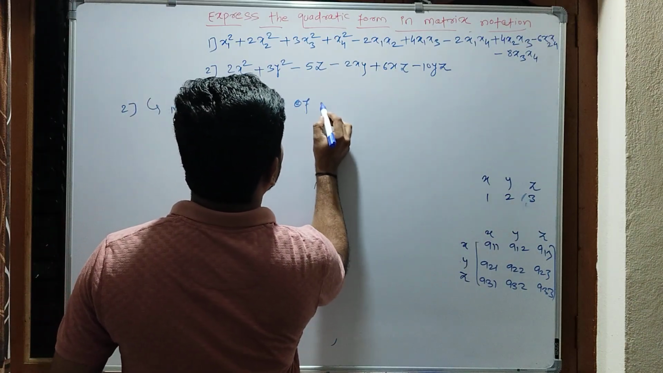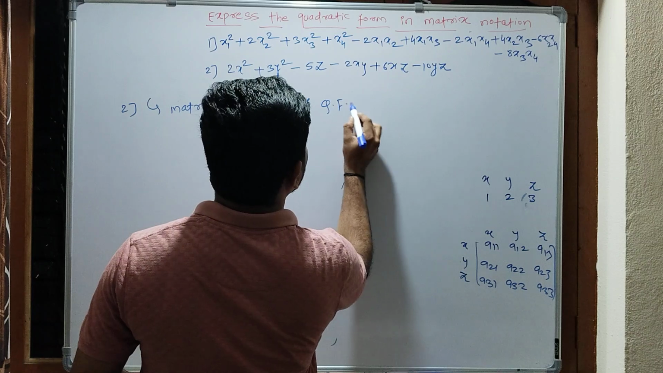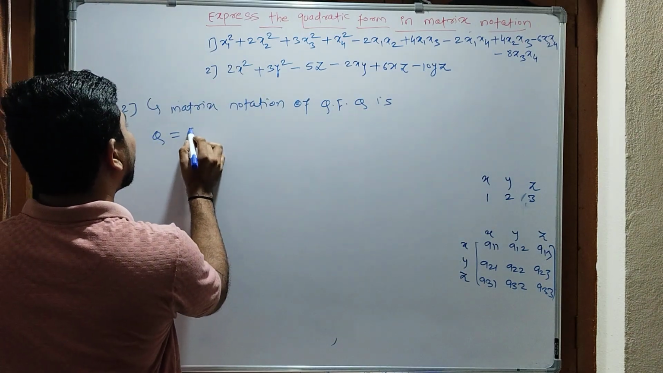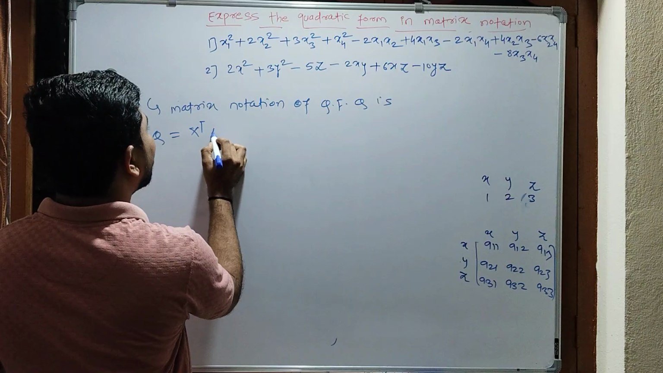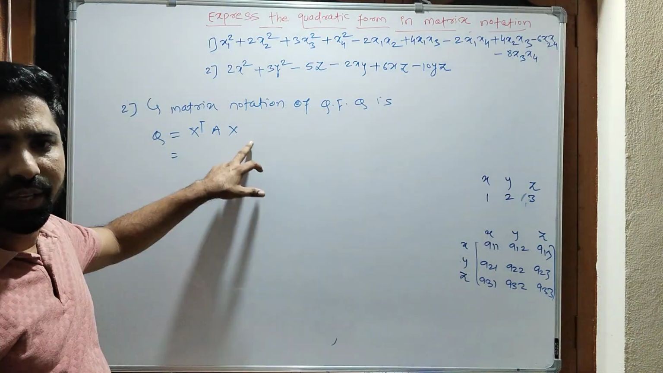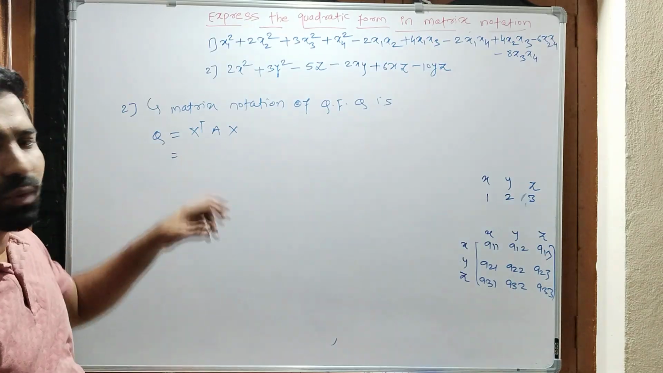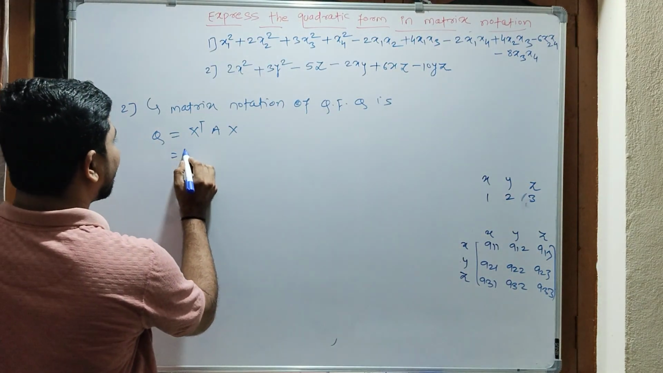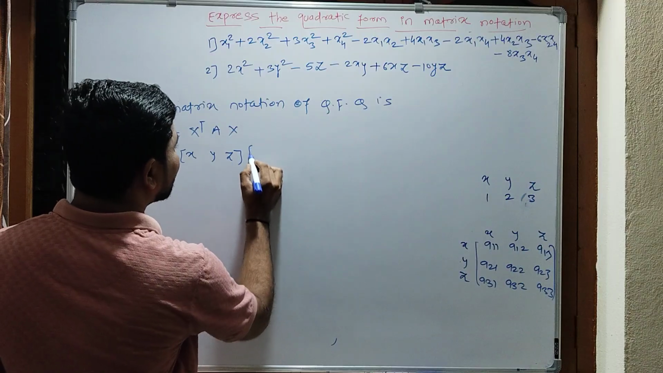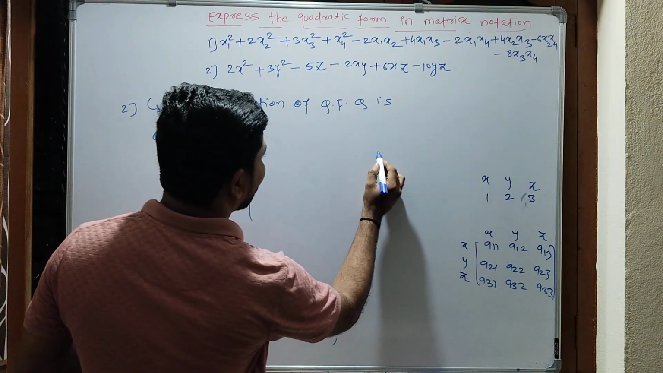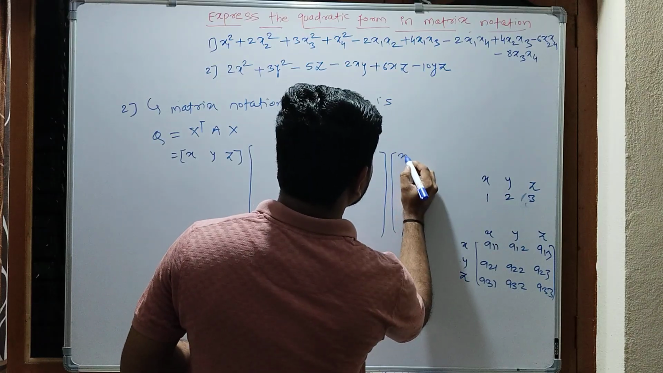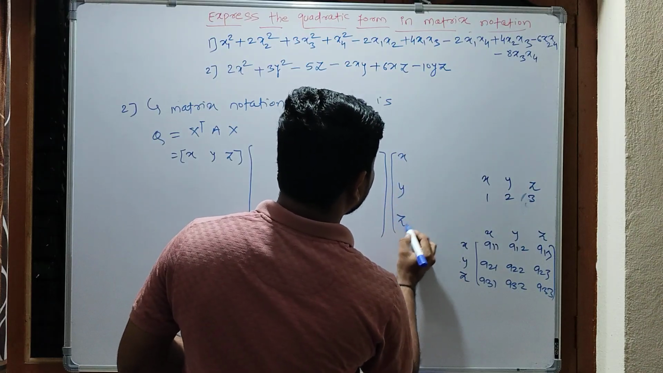The matrix notation of quadratic form Q is Q equal to x transpose A x. So here x is the column vector, x having x, y, z. So x transpose is the row vector. So here I will write x, y and z. So here this is the coefficient matrix. And this is the column vector, let's say x, y and let's say z.